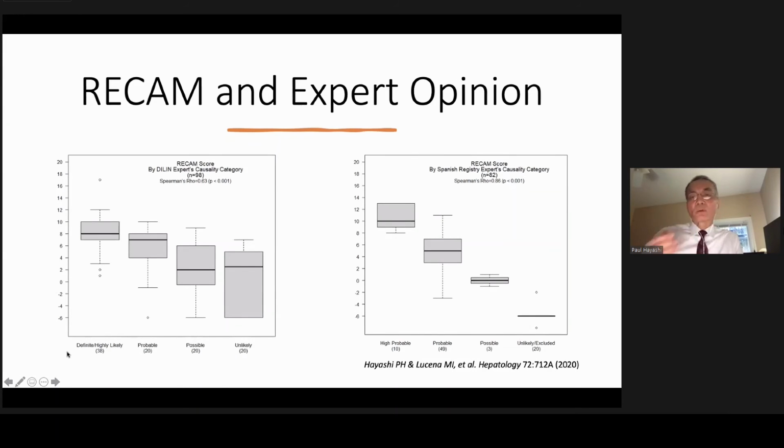So that's where we are with the RUCAM. We have a manuscript that's being finalized, and we have a website that's being finalized. So hopefully we'll have that out the door in the coming weeks to months.